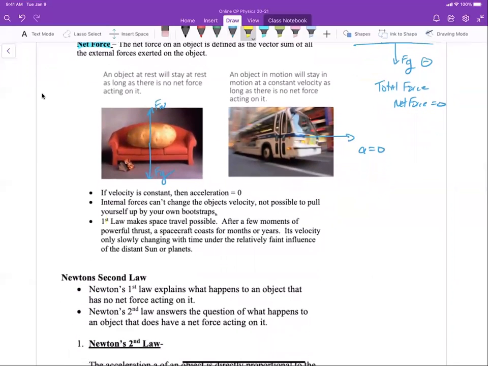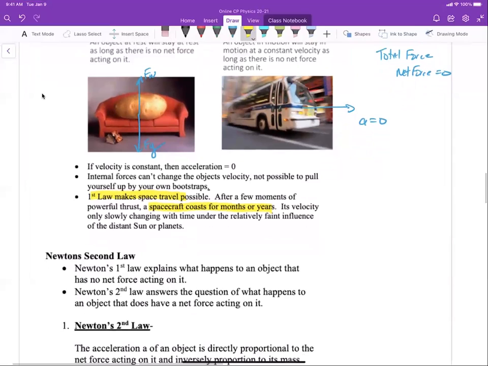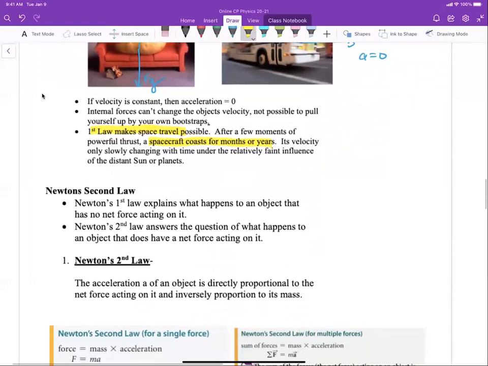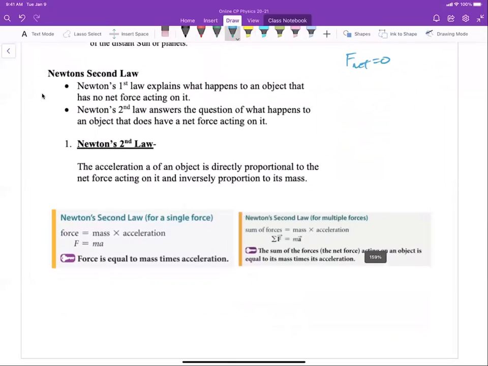So the first law makes space travel possible. After a few minutes of a powerful thrust, a spaceship can coast for months or years. Its velocity is only slowly changing with time under the relatively faint influence of distant suns or planets. Okay, so if I were to fire my engine on a spaceship that's way out there in space, it will continue in that direction forever and ever. If that weren't possible, we'd run out of gas. Okay, all right, so that's the first law. It tells you what happens when the net force is equal to zero. I will have no change in my state of motion.